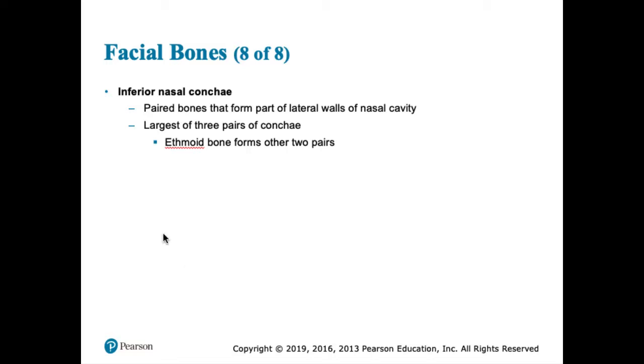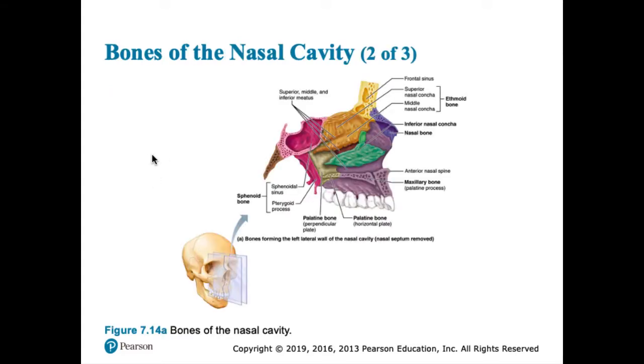We also have the inferior nasal conchae. Those are paired bones that form part of the lateral walls of the nasal cavity. They're the largest of the three pairs of conchae, and, of course, the ethmoid bone forms the two other pairs. So you can see here the nasal bone, the maxillary bone, and then the ethmoid bone with each of those conchae listed there, along with the frontal sinus.